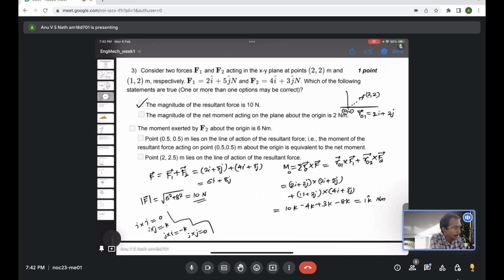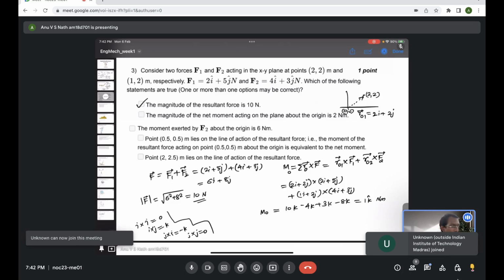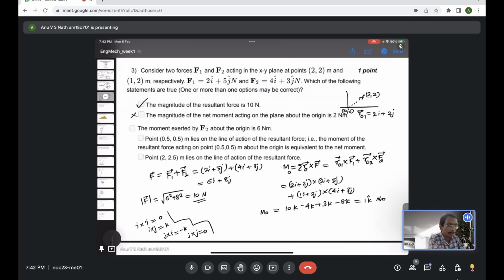So we found the moment is basically 1 Newton meter, and what is given in the option is 2 Newton meter. So that's clearly wrong. So the second option is not correct. Now the third option says that the moment exerted by F2 about the origin is 6 Newton meter.